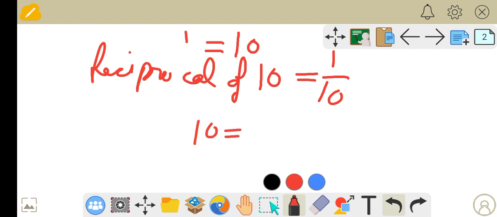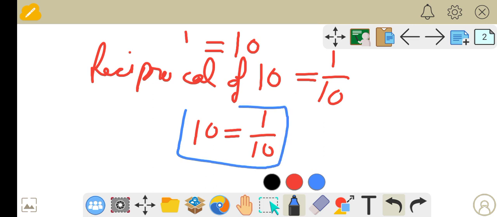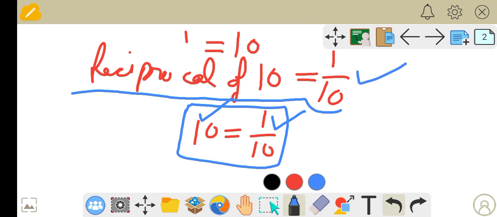In the second part, some students have written reciprocal of 10 equal 1 by 10. This is not the correct answer. They want to write reciprocal of 10 is 1 by 10, but they write in this form 10 equal 1 by 10. This is incorrect because 10 is not equal to 1 by 10. So you need to write the complete language: reciprocal of 10 equal 1 by 10. So this is correct, but this is incorrect.